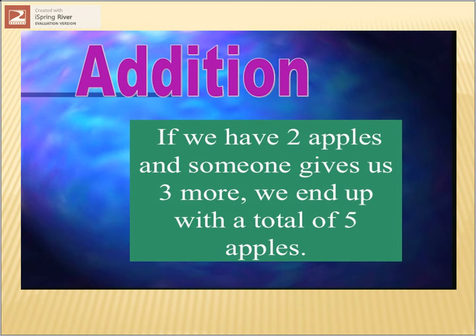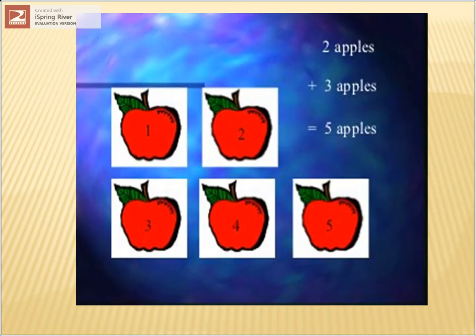Addition: if we have 2 apples and someone gives us 3 more, we end up with a total of 5 apples. You have 2 apples and then you have 3 apples. So the total apples you have is 1, 2, 3, 4 and 5.